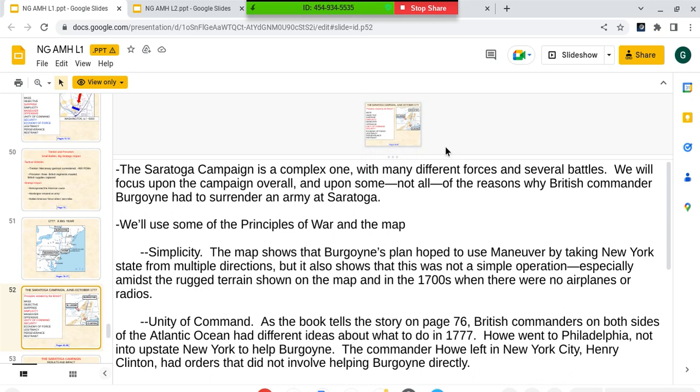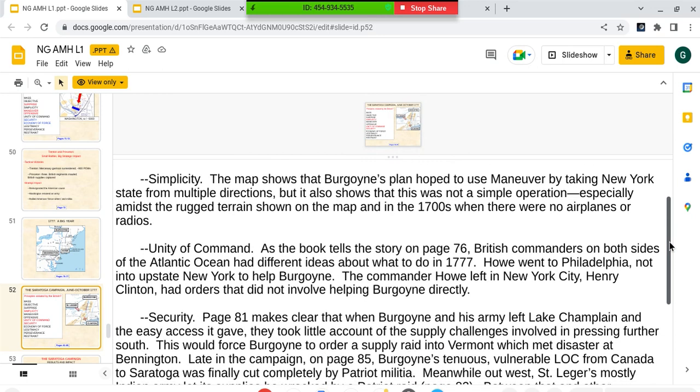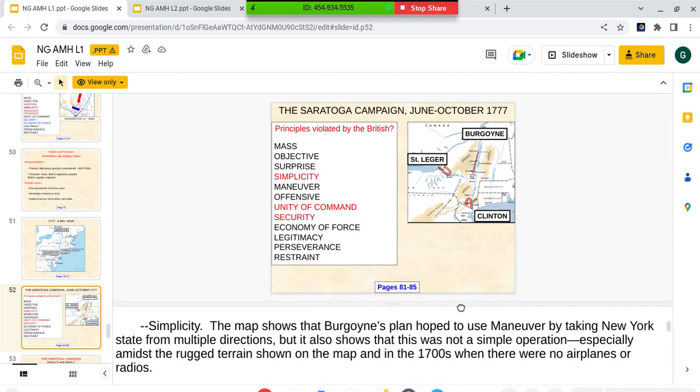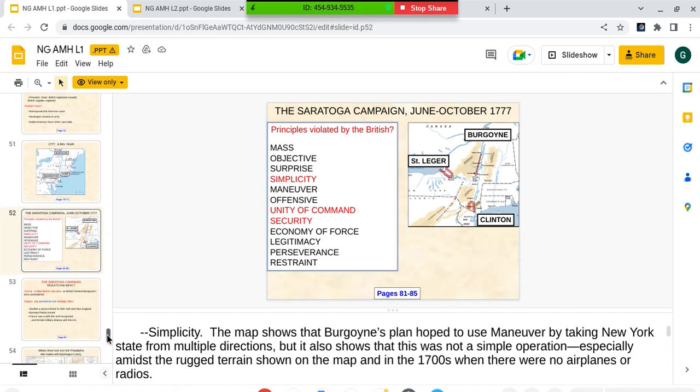A lot of people making their ideas, a lot of people putting in input, and having different ideas on what should be done. There was no single unity of command at Saratoga, which is why the principle violated by the British that they have here is unity of command. And also security, because the plan was overly complicated and everyone was unclear as to what they should do.